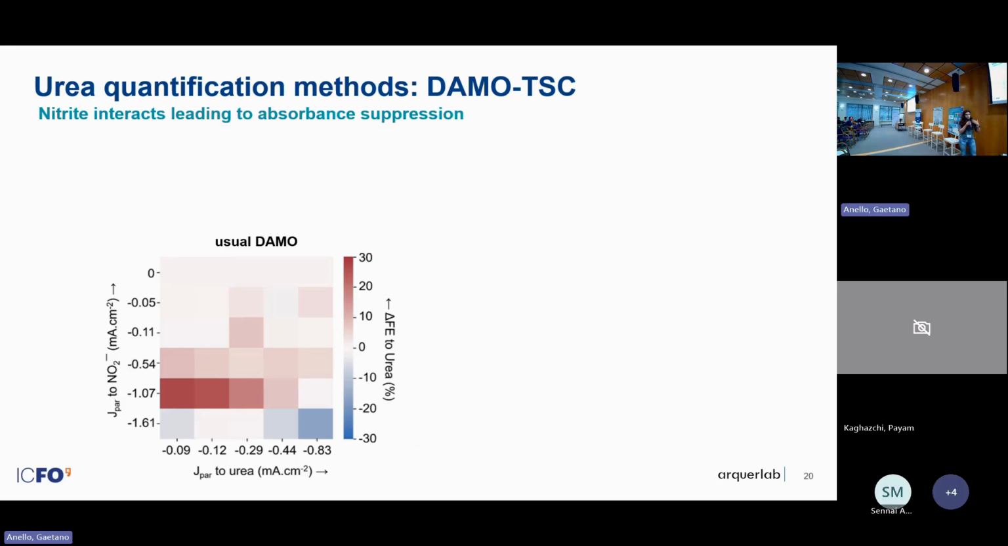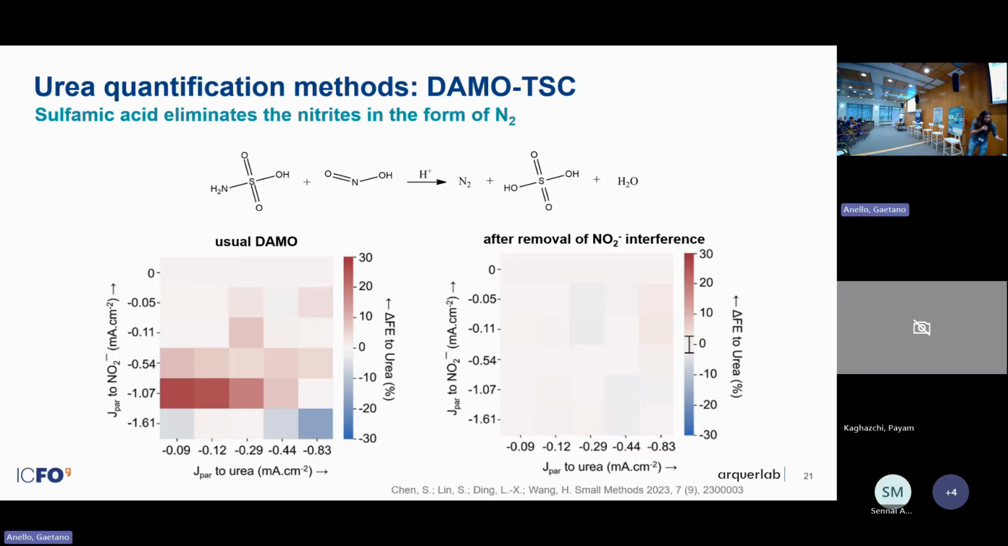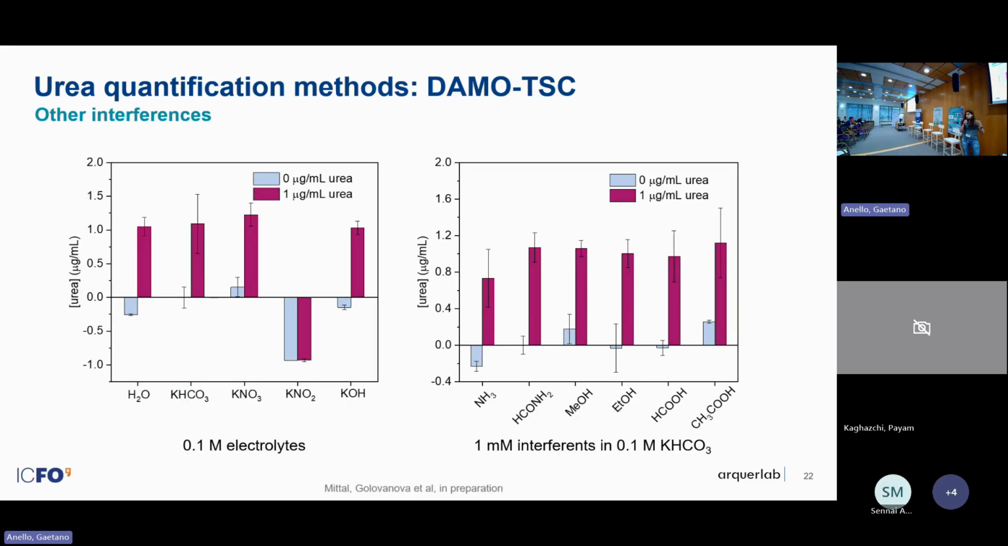There was a method already reported that we used and optimized, which is basically removing the nitrites with sulfamic acid. The sulfamic acid reacts with the nitrites and removes them in the form of nitrogen gas. And indeed, in a model electrolyte, this might work. We can reduce the error quite significantly. But that only holds for a model electrolyte, and you have all the other interferences that you might possibly have during the reaction. It's very difficult to test across all of the possible interferences.